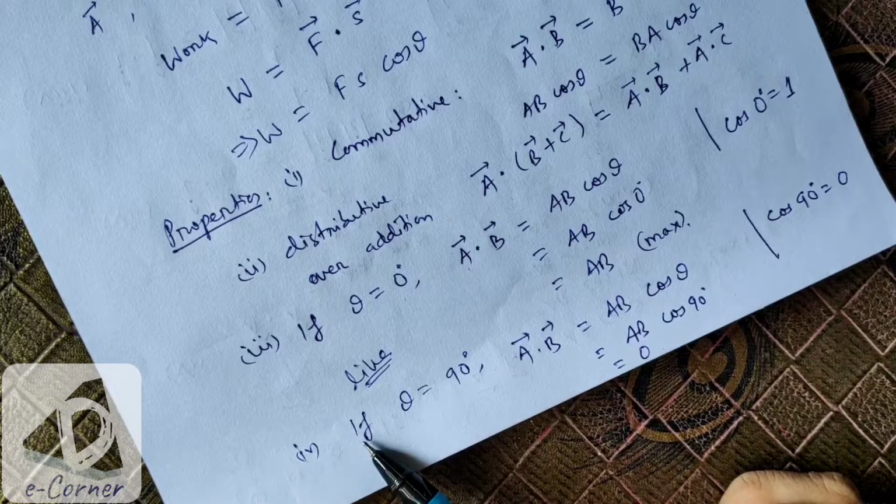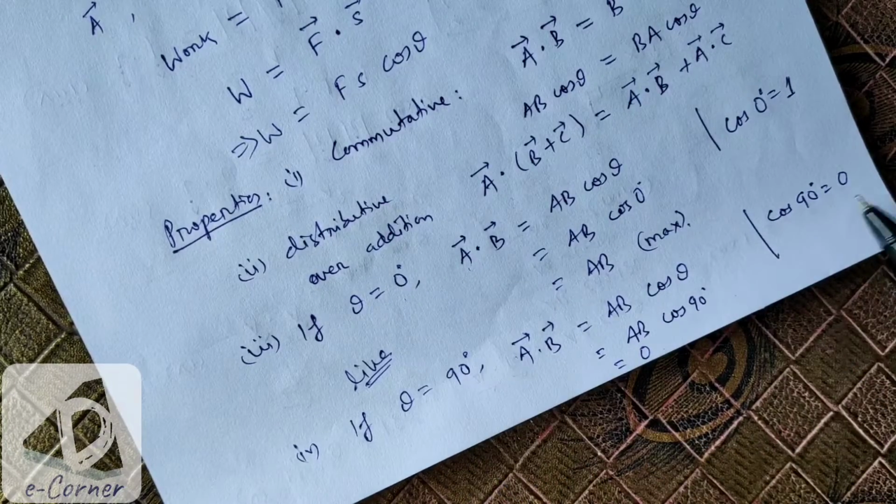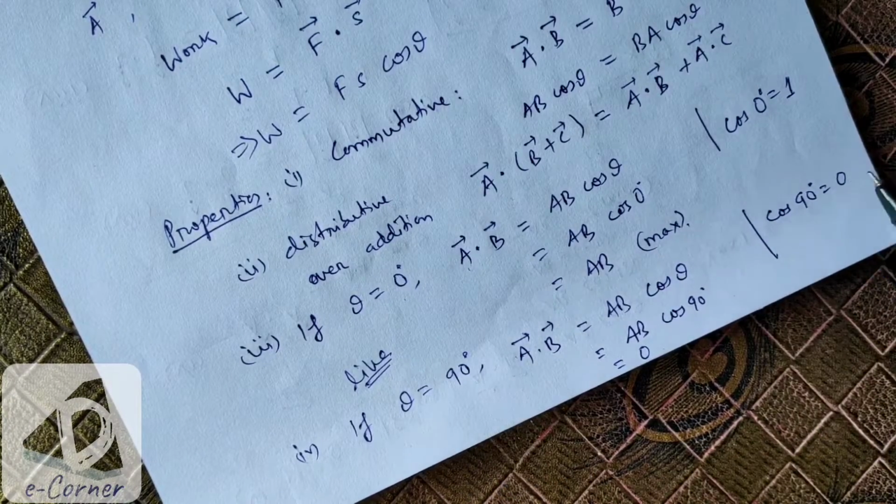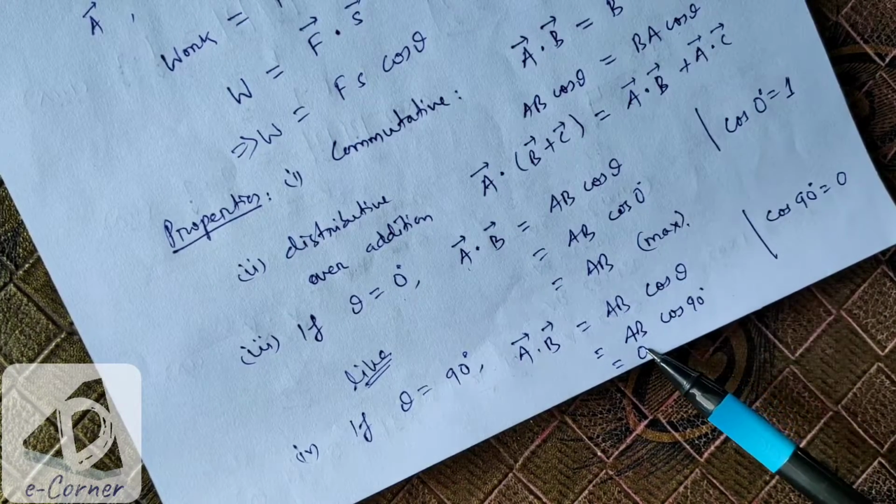Next one is, if theta is equal to 90 degree, then cos 90 is equal to what? Cos 90 is equal to 0. So AB cos 90 is equal to 0.